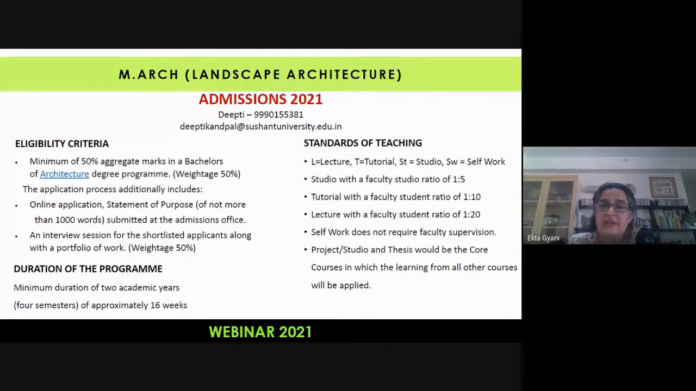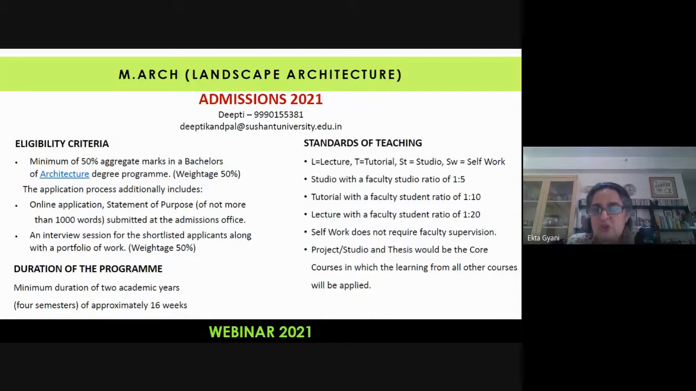You know this. I mean, Deepthi is our admissions counselor. Her details are here if you don't have them. You know what our eligibility criteria is: minimum of 50% aggregate marks in bachelor's. We have an online application. You have to submit a statement of purpose, and we do an interview. And I got to know a lot of you on those interviews. So some of you are familiar to me right here.